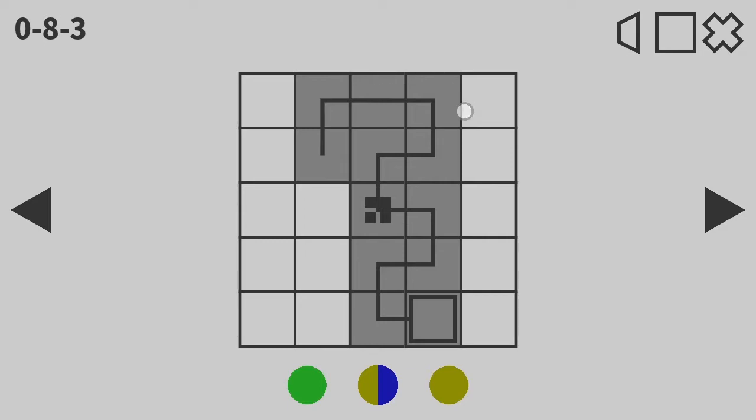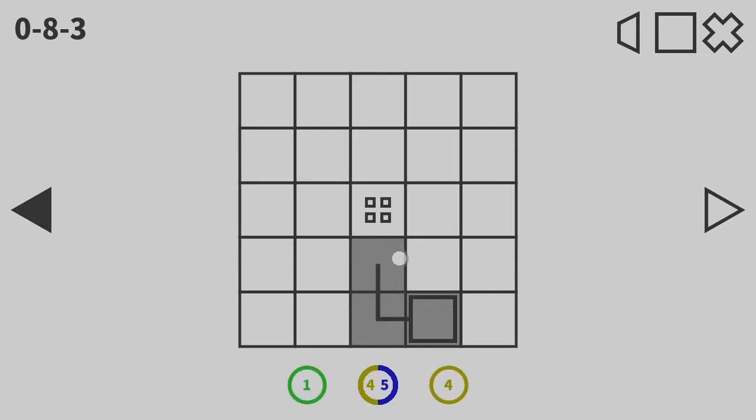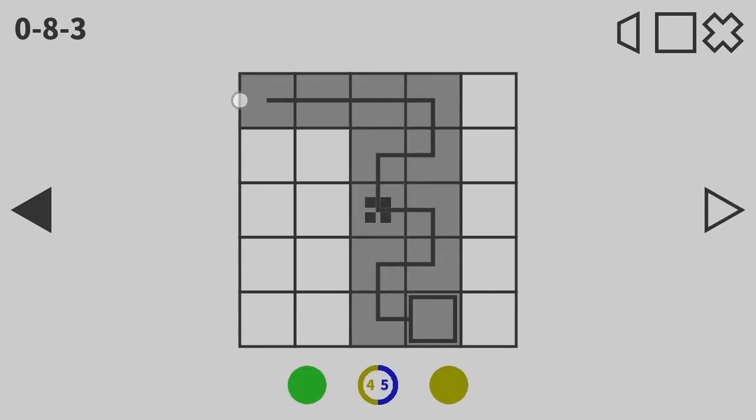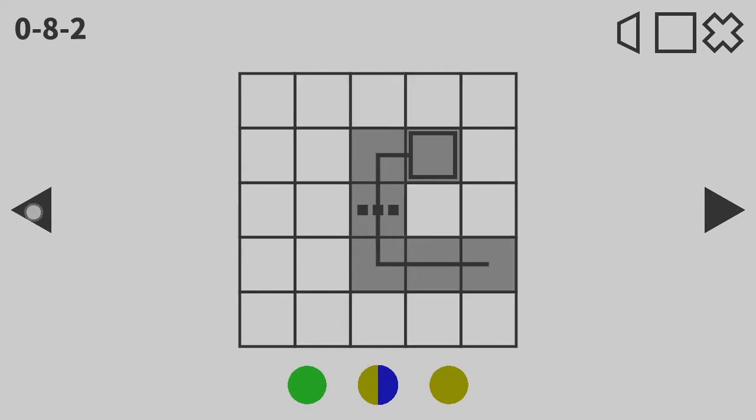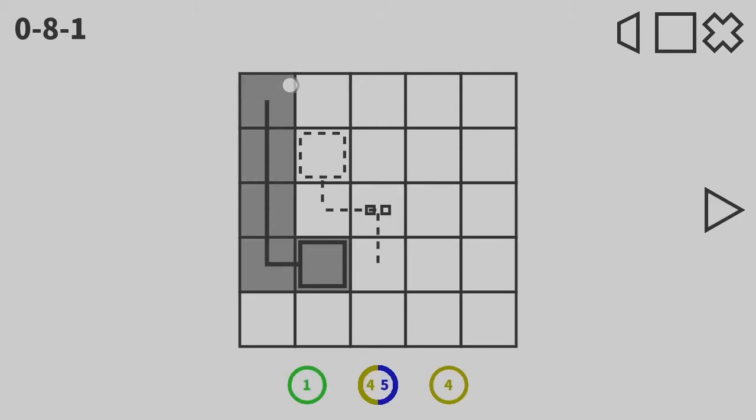1, 2, 3, 4, 5, 6, 7, 8, 10, 11, 12, 13, 14, 15, 16. It's a multiple of 4. What's this one? 1 through 18. Not a multiple of 4. Does the perimeter have to be a multiple of 4? That works.